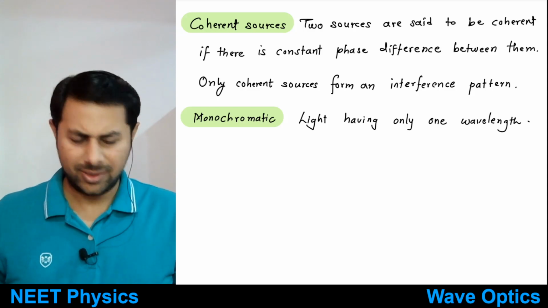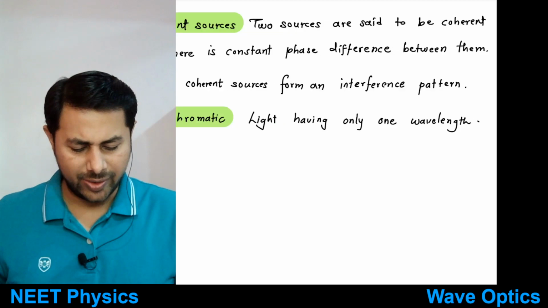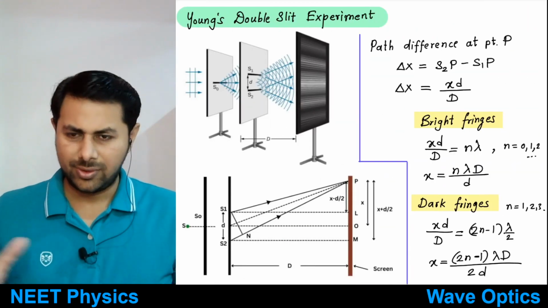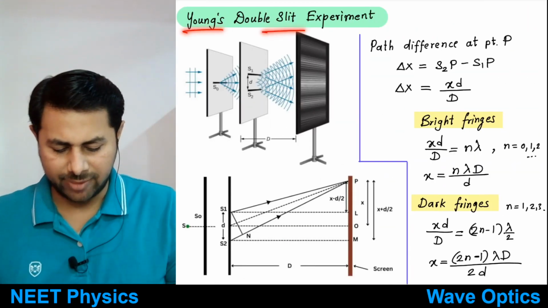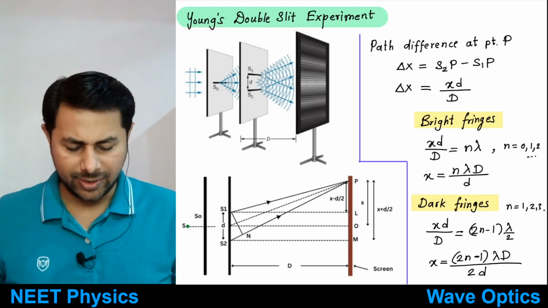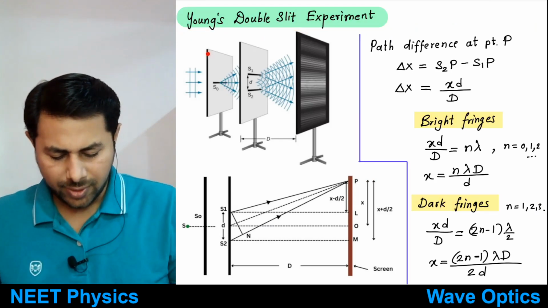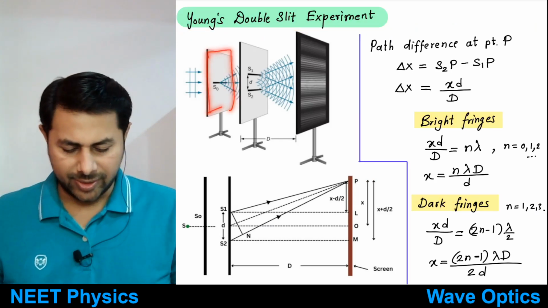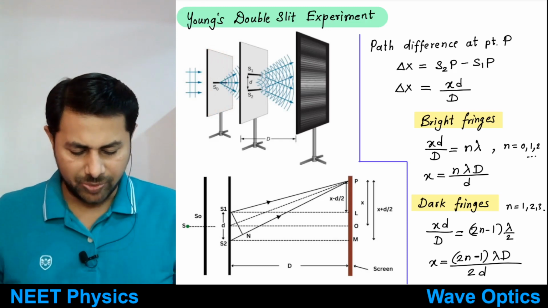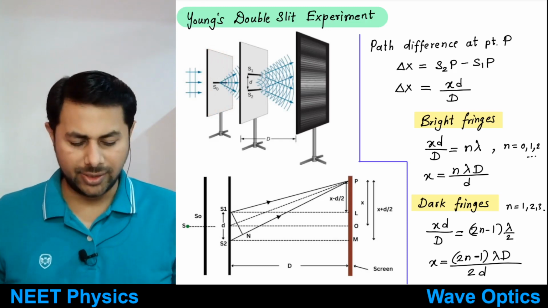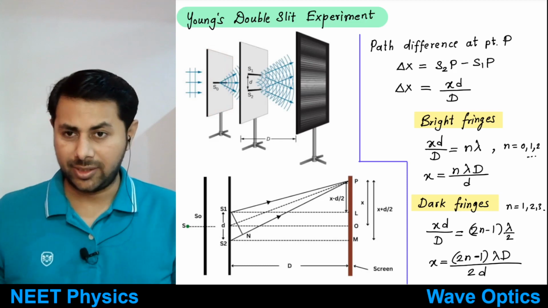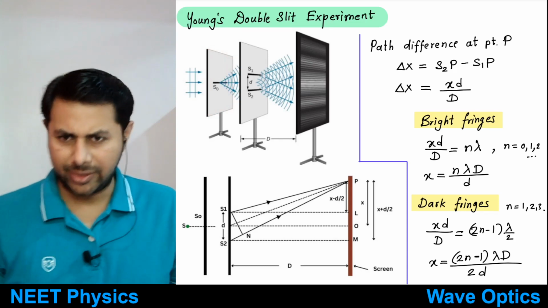Okay, so these are some definitions that we need to remember. Now next, let's talk about an experiment called Young's double slit experiment. This was the experiment which proved that the Huygens theory was correct. Okay, so let's talk about it.